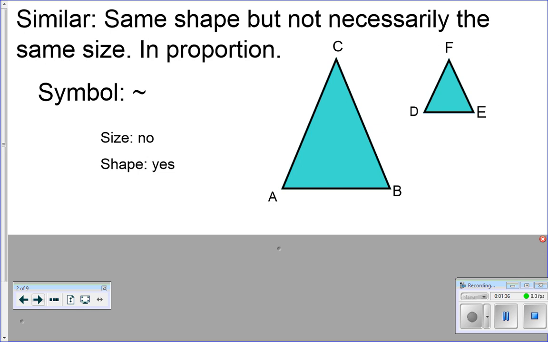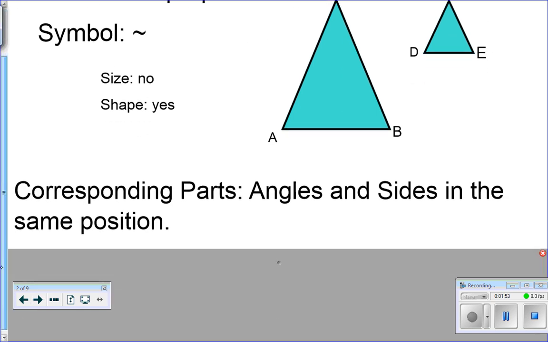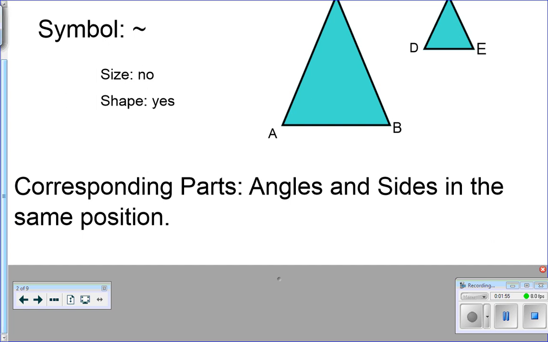And we can use that because if they're similar figures, what are they already in? They're in proportion. So we can use proportions to figure out what we're missing. It's kind of like yesterday. You're going to know one thing, and then you've got to solve for something else. My other vocab word I have for you is this. Corresponding parts. Angles and sides in the same position.